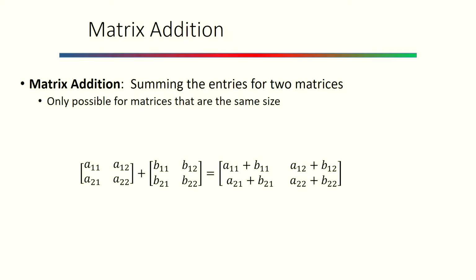Addition of two matrices is also very similar to addition of two vectors. You simply sum the corresponding elements of the matrices to determine the new matrix. Like for vector addition, matrix addition only works if your matrices are the same size. In this example, for instance, the element in the bottom left of the new matrix is equal to the element in the bottom left of the first matrix plus the element in the bottom left of the second matrix.